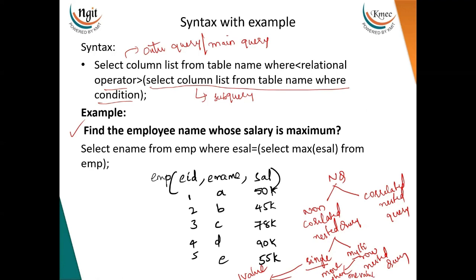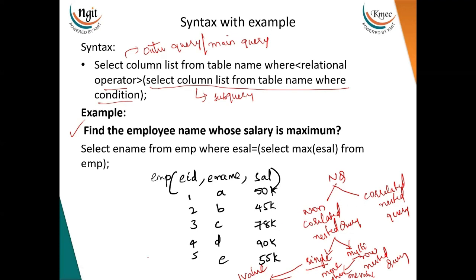So when multi-row nested query is executed, it returns more than one value as output. So this is the difference between the single nested query and multi-row nested query. These two come under non-correlated nested query. Now let us see the difference between the non-correlated nested query and correlated nested query.